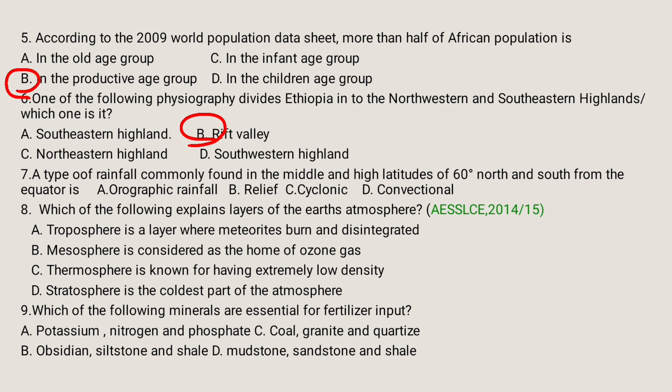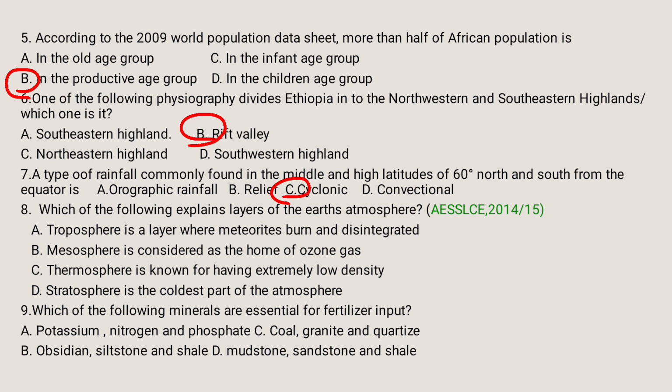Question number 7. A type of rainfall commonly found in the middle and high latitudes of 60 degrees north and south from the equator is A, Orographic rainfall, B, Relief rainfall, C, Cyclonic rainfall, D, Conventional rainfall. Cyclonic rainfall is a type of rainfall that is geographically found at middle and high latitudes of 60 degrees north and south from the equator.